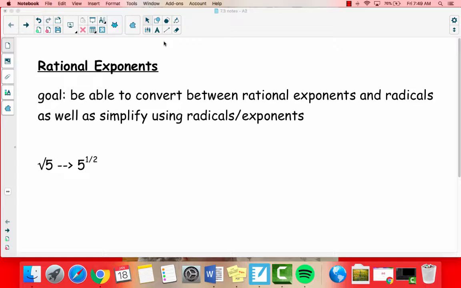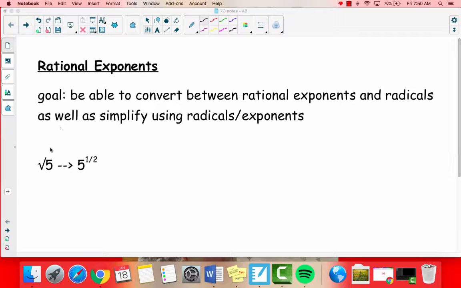Hi class, this video is going to be about rational exponents, and mainly our goal today is going to be able to convert between rational exponents and radicals and then use those rational exponents to simplify our radicals as well. So it's kind of an extension of the last section. As we get started in this video, I want to show you basically the first example.